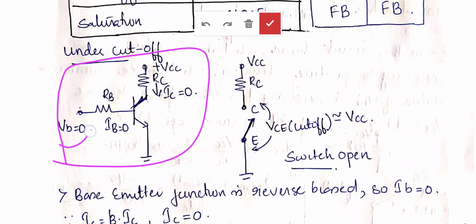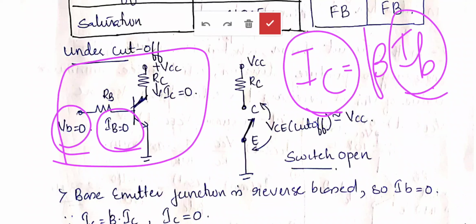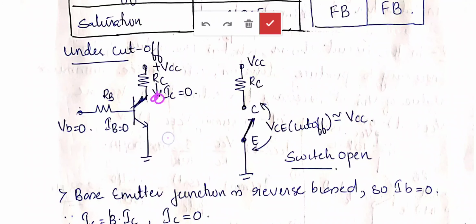So under cutoff condition, the input voltage is equal to 0. That means voltage available at the base is equal to 0. That means base current is equal to 0. So if base current is equal to 0, what is IC? IC is equal to beta into IB. So if base current is 0, obviously collector current is also 0. So you can see here IC is also 0. So what is the meaning of that? There is no current flow through the circuit. There is no current flow means it will act as an open circuit. So you can see here VCC, RC, between the collector and emitter there is no current flow, means it acts as an open circuit. So switch is open.